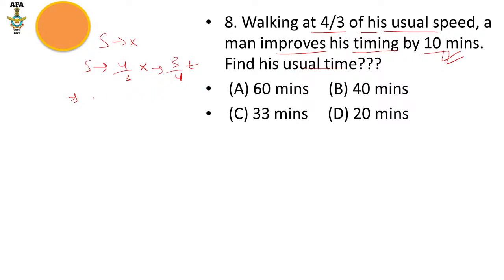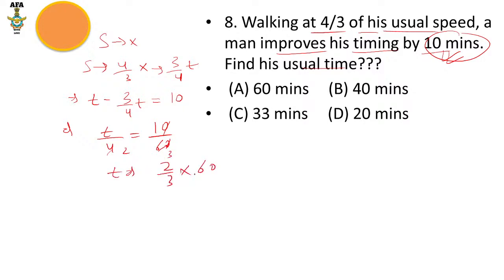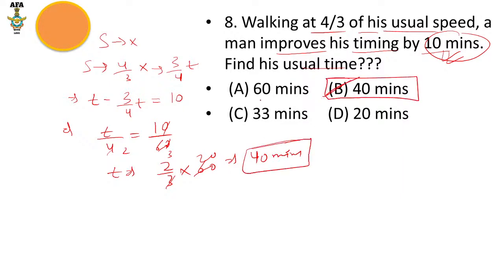Now what I can do? Now t minus 3/4t. I know the difference of time is 10 minutes. I will just calculate this value. 4t minus 3t, that is equal to t/4 is equal to 10 minutes. I will convert this into hour. That will be equal to 1/6. So मुझे मिलेगा 2 2s are 4, 2 3s are 6. So I will get t equal to 2/3. 2/3 I will multiply by 60. So 3 into 20, I will get 40 minutes. So correct answer will be answer option B for this question.